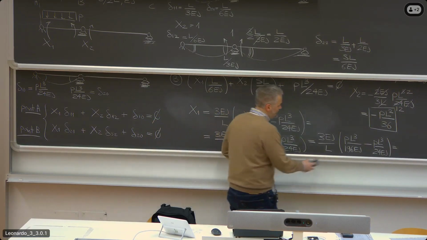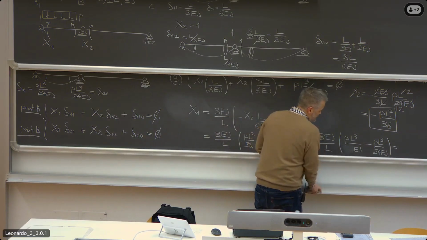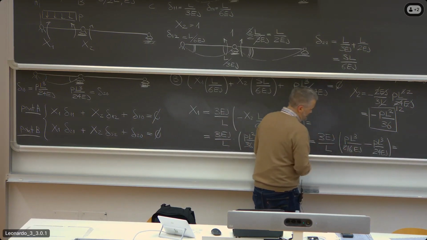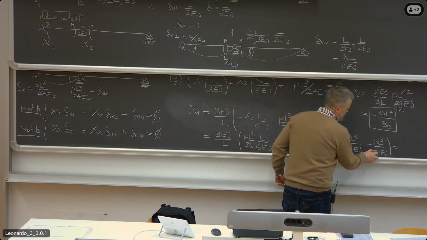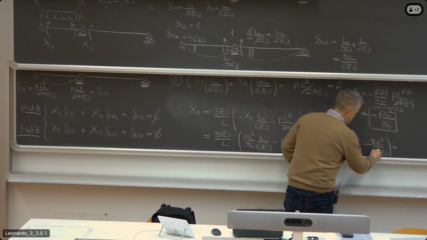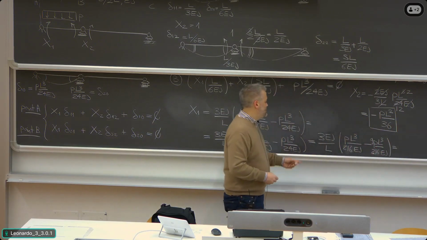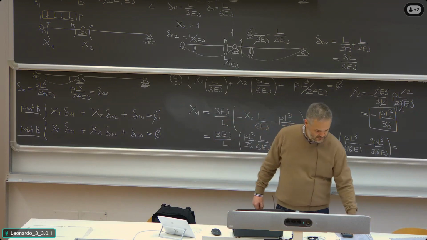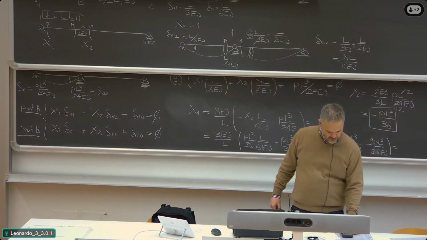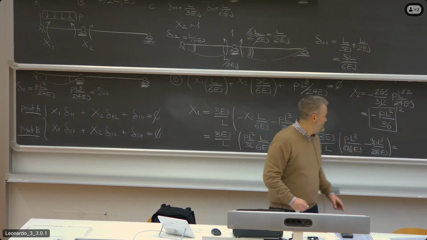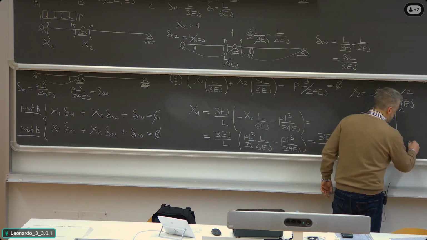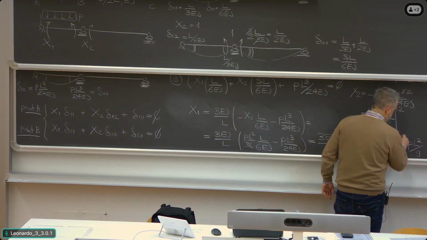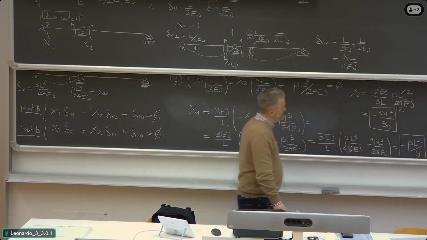No, this is 216. Sorry. 216. So this would be 9 over 216. So the result would be 3 times minus 8 over 216. And the result in the end is minus PL squared divided by 9. Okay?